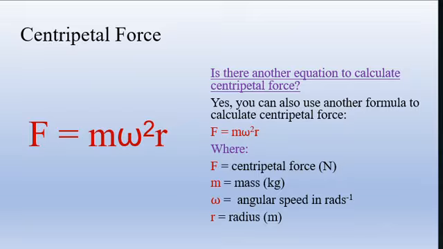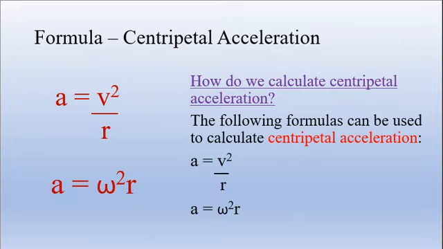And how do we calculate centripetal acceleration? There are two useful equations that we can use. The first one is a equals v squared over r. In other words, centripetal acceleration equals velocity squared over radius. And the second is a equals omega squared r. In other words, centripetal acceleration equals angular speed squared times radius.